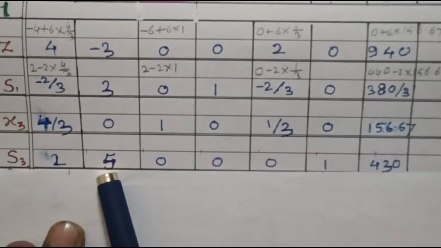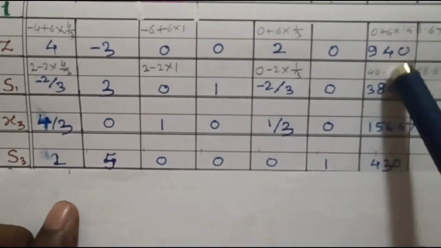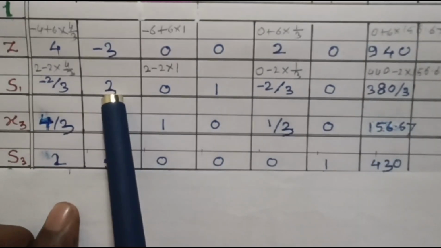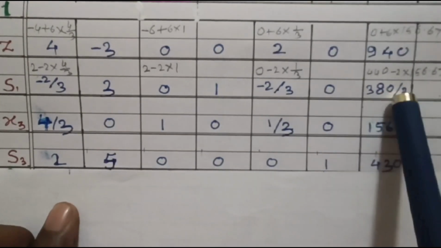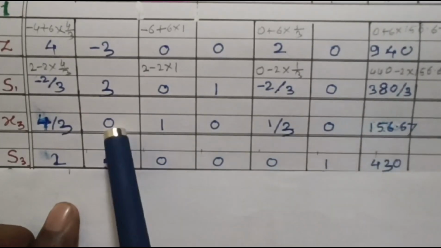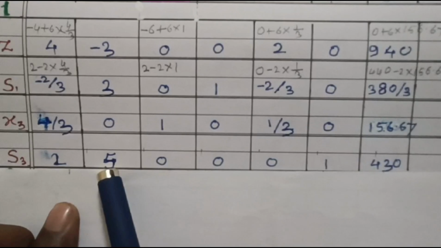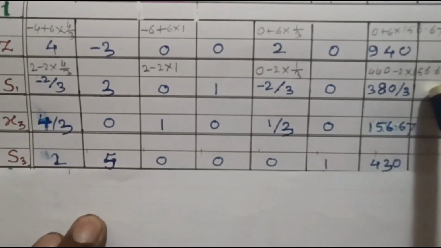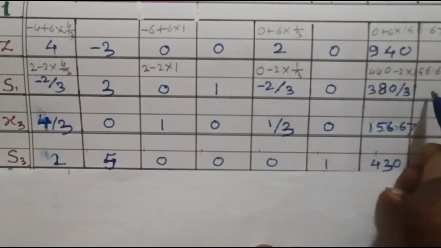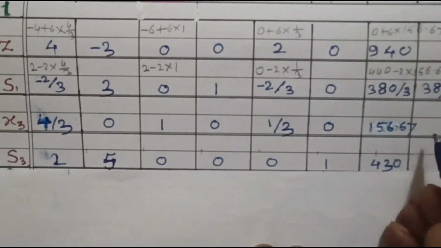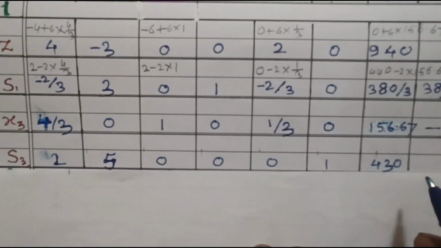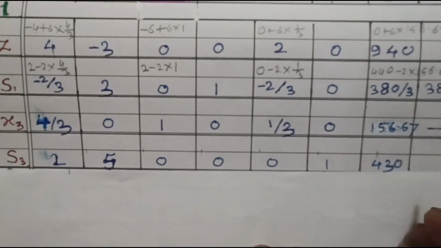Now we have to find the key row. The elements lying in the RHS column, we divide each by the key column element. Means 380 divided by 3 divided by 3, 156.67 divided by 0, 430 divided by 5. Whatever the values, put them in the ratio column. So this value becomes 380 divided by 9, this will be infinite so put a dash here, and 430 divided by 5 gives 86.